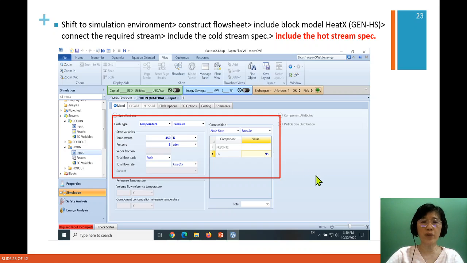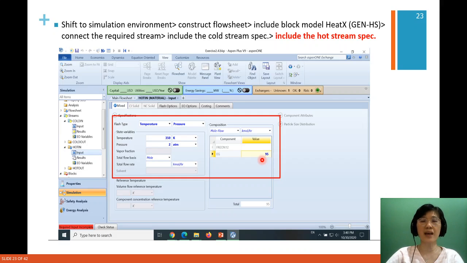If you don't know which page to go to, you can always click next. Okay, once you click next, you will be guided to the next step if you don't know what the next step is, right? But if you are familiar with the software later on, normally you can do it on your own because you know what the next step will be, right? But if you don't know, no problem, just click next, then you'll be guided to the correct step. So now for the hot stream, you have to put in the temperature and pressure as given in the question, but in the question you are not given the flow rate.